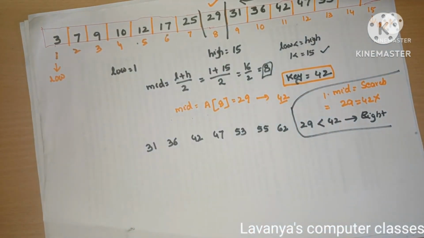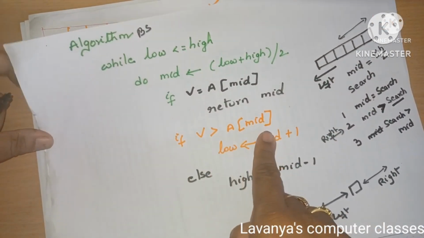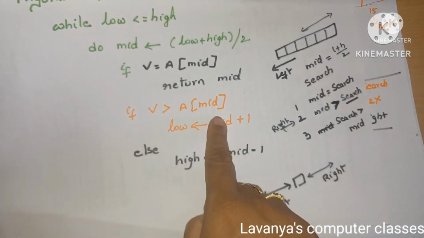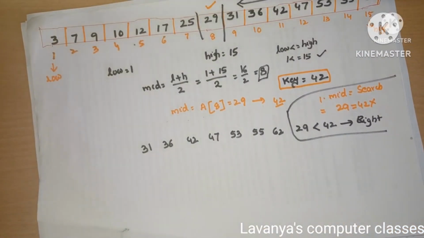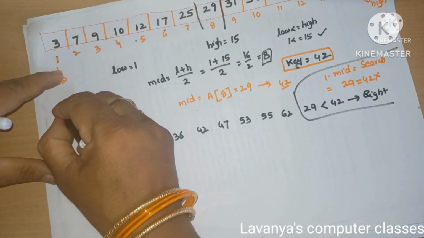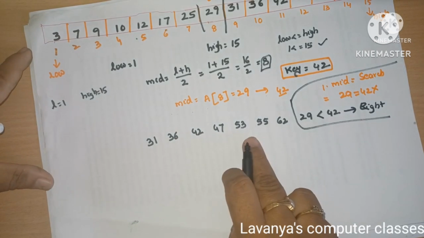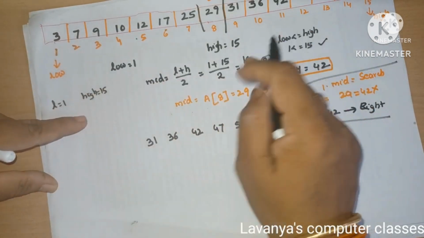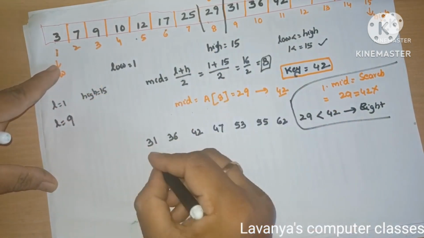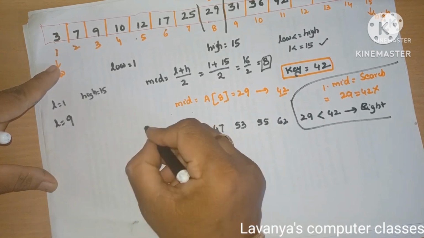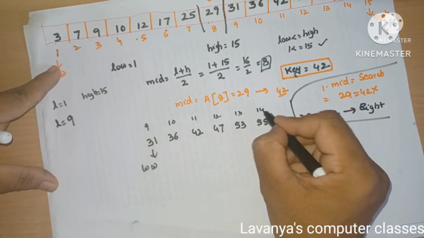Now check the algorithm. If the search element is greater than the middle element, yes, the search element is more than the middle element, then what do we have to do? Low equal to mid plus 1. What is our low value actually? Starting low value is 1, high value is 15. Now low value is middle plus 1. Middle element is 8, so low value is now 9. This is the 9th position: 9, 10, 11, 12, 13, 14, 15.